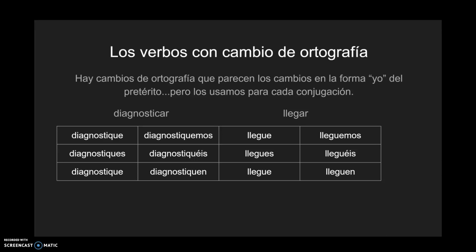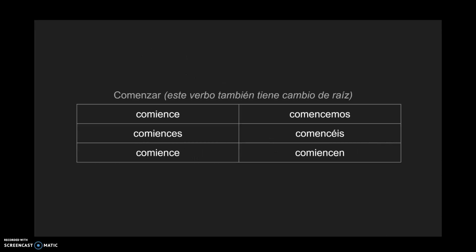So for diagnosticar, the car changes to que, as you can see in the conjugations. Diagnostique, diagnostiques, diagnostique, diagnostiquemos, it's a nice six-syllable word there, diagnostiquéis, and diagnostiquen. For llegar, we have that GAR to GUE that you've seen previously. Llegue, llegues, llegue, lleguemos, lleguéis, y lleguen.